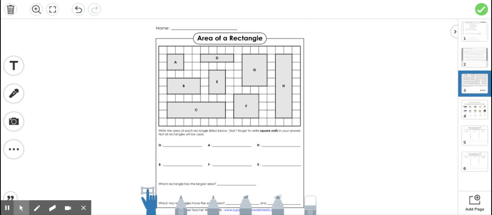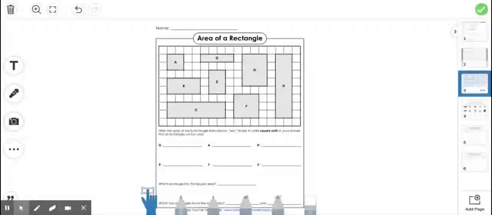The third page is more area of a rectangle. You might think area maybe is important for how much time we're spending on it. Something to note, I'm not sure why they did this. I didn't make this worksheet, but if you look down here at the letters, you'll see that this one says G, this one says A, and this one says H, and this one says B, F, and E. So don't let that throw you off.